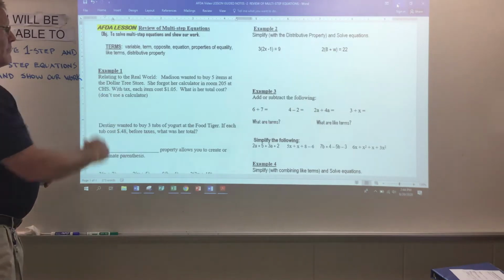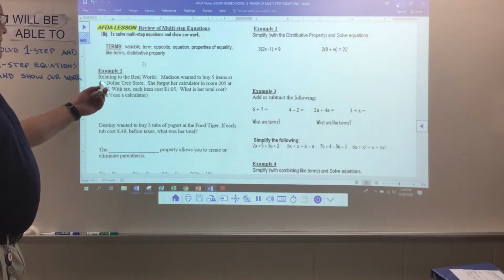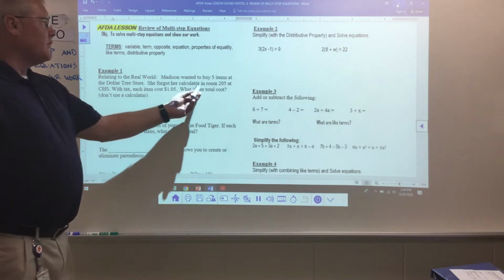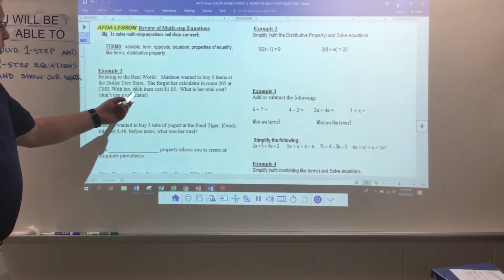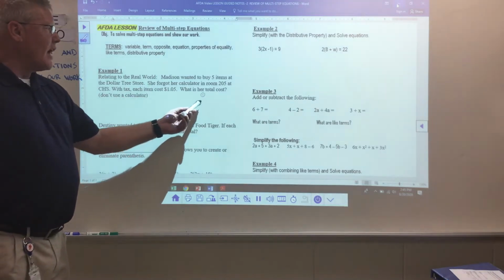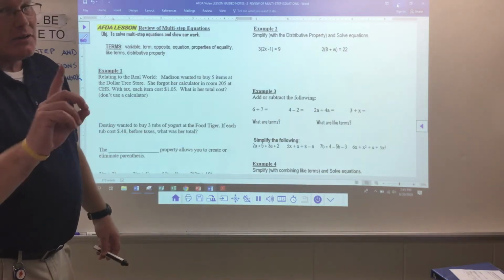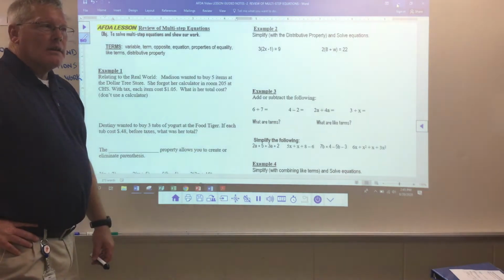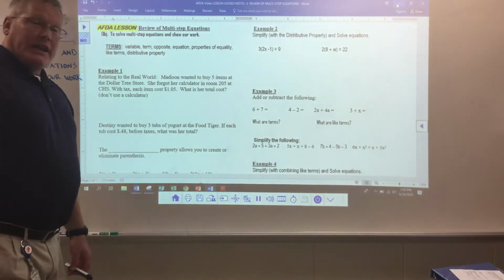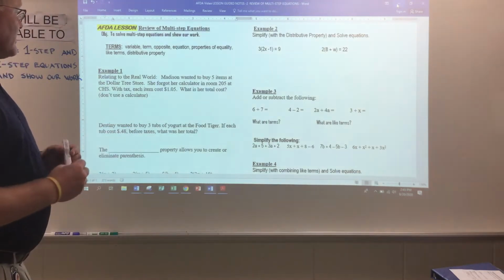Here's a real world problem for us. It says Madison wanted to buy 5 items at the Dollar Tree store. She forgot a calculator in room 205 at CHS. With tax, each item costs $1.05. What is their total cost? Now, don't use a calculator. Think about it. So yes, the answer is $5.25.